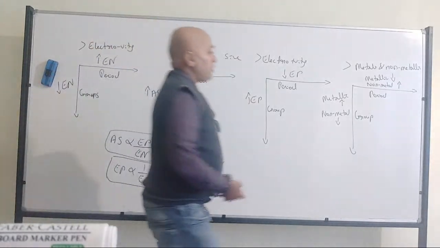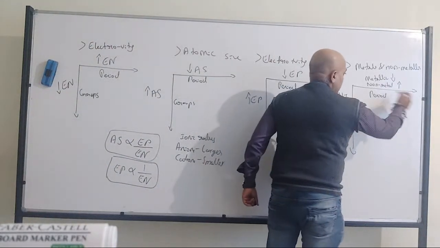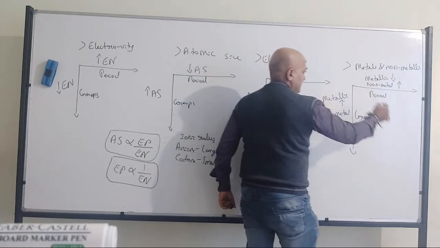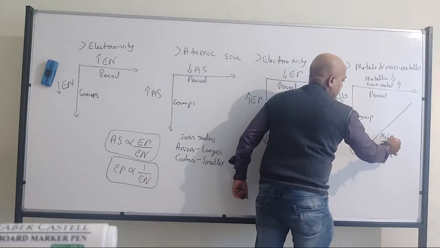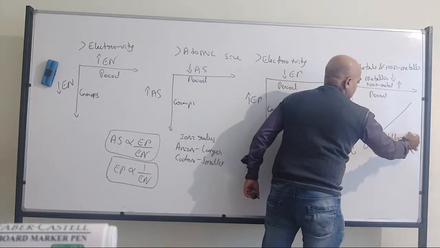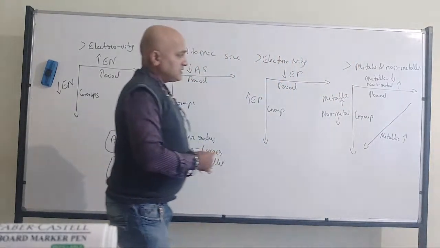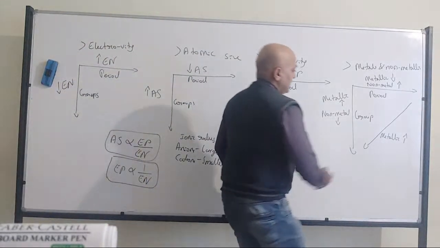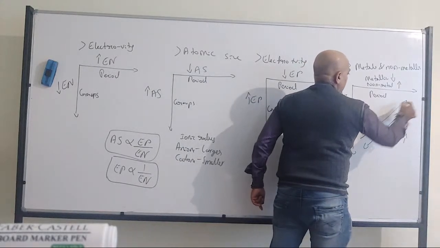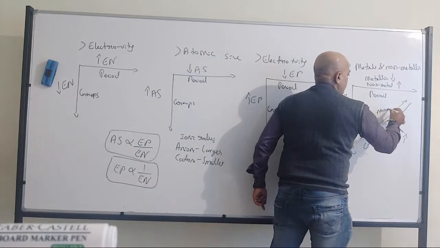Or to be more appropriate, if you imagine this as a periodic table, like this, metallic character is going to increase. Like this, metallic character is going to increase. And like this, non-metallic character is going to increase.